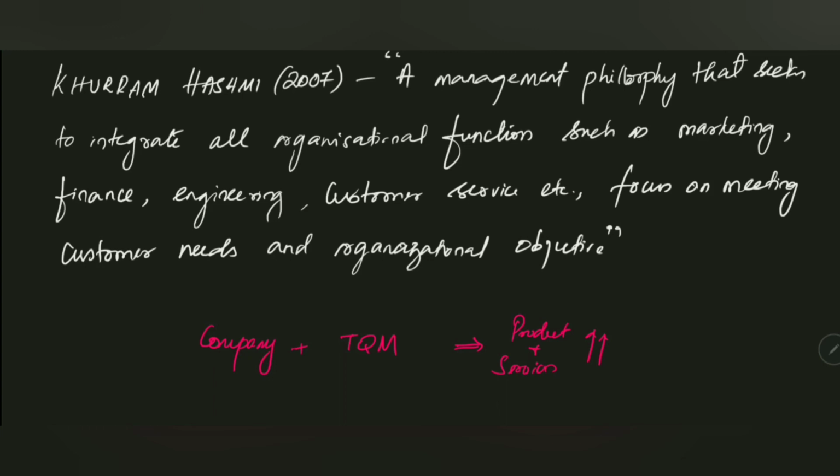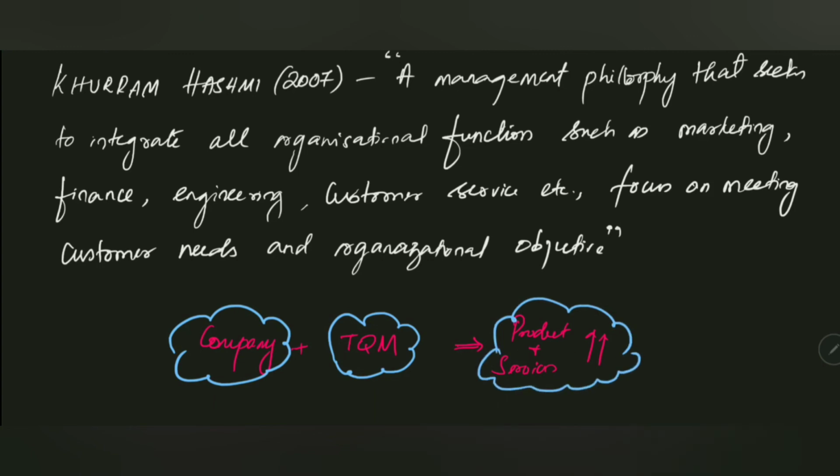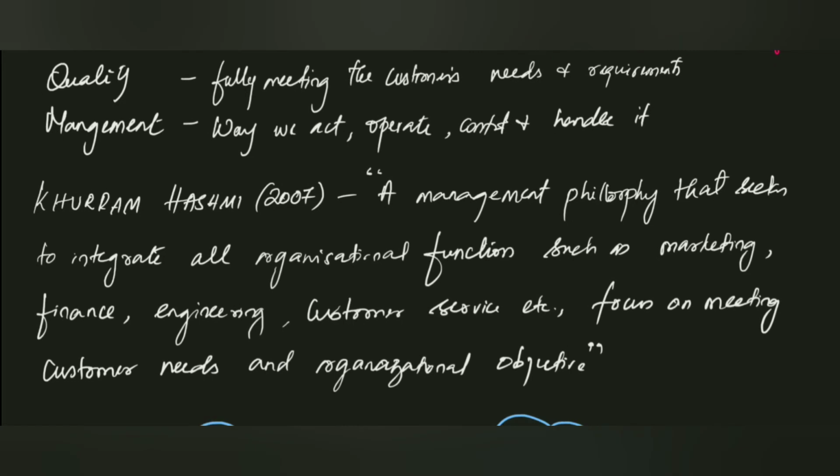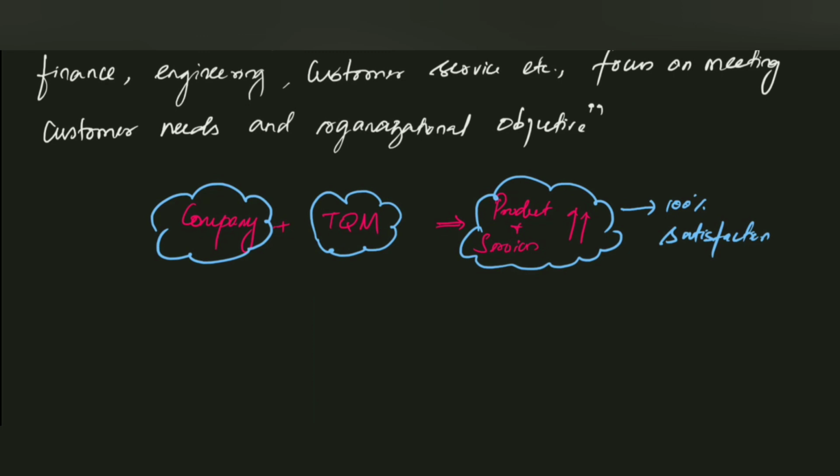Total quality management has to be implemented in the company to achieve increased value of product and service. Only then will you end up with a good profit, and the name also will come. This will lead to 100% satisfaction of the customers. So this is the introduction about total quality management. I have given you a definition and also the meaning of total quality management. In the next lecture, we'll see about the need for quality.